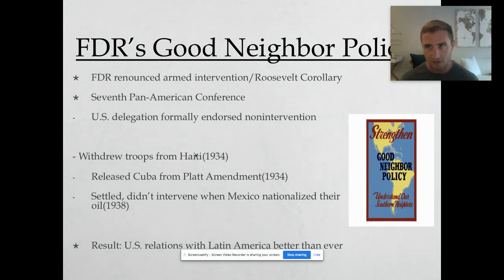We are not going to send troops into Latin America anymore. He also is going to set up the 7th Pan-American Conference so that we can trade and work with Latin America, withdrew troops from Haiti, got Cuba out of that Platt Amendment. And then when Mexico nationalizes their oil, then largely controlled by American investors, he seeks arbitration and settles rather than sending in American troops. The result is that U.S. relations with Latin America are better than ever. But this will, of course, only be temporary, as things will turn back to bad once again when we get to Eisenhower in the 50s.